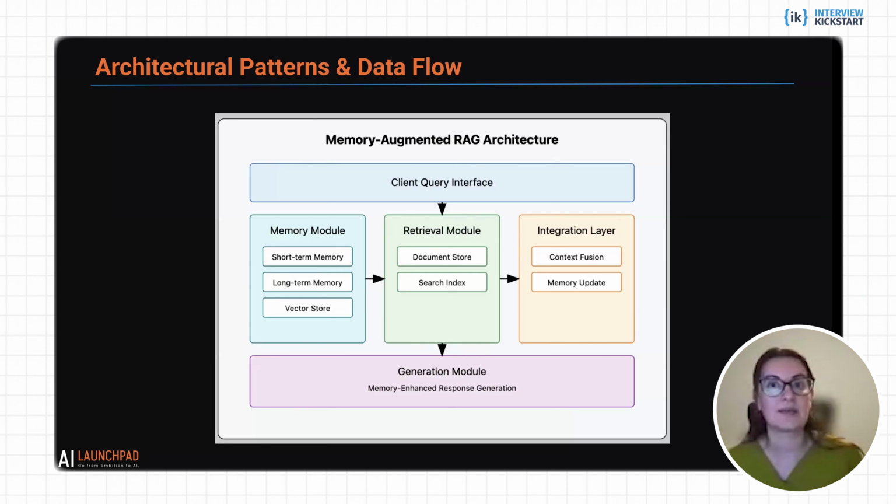That is where the LLM produces the final answer. But you can check the label that actually says memory enhanced response generation. That is exactly what we mean. It means that the model's prompt now includes both retrieved documents and recalled memories.